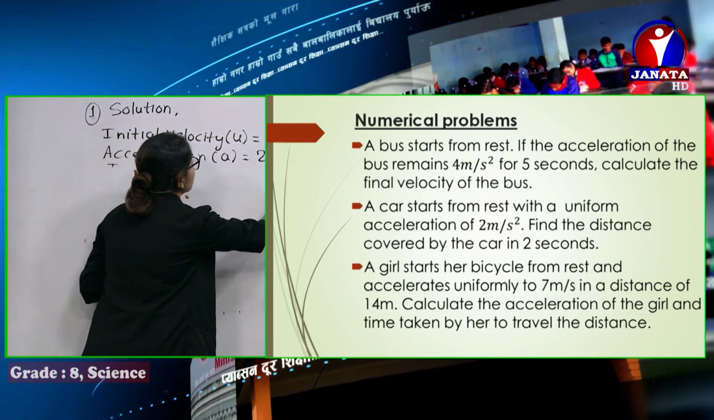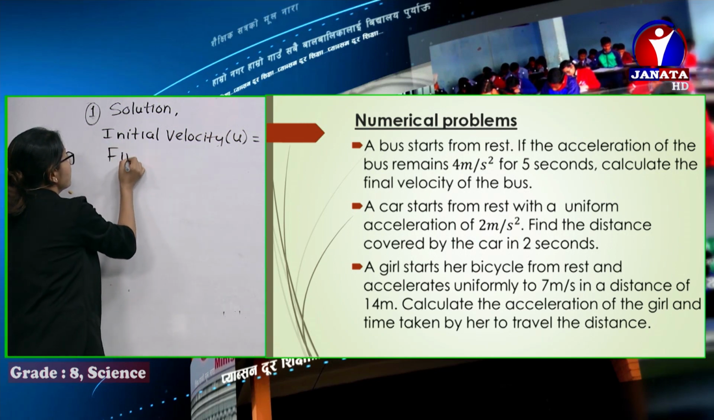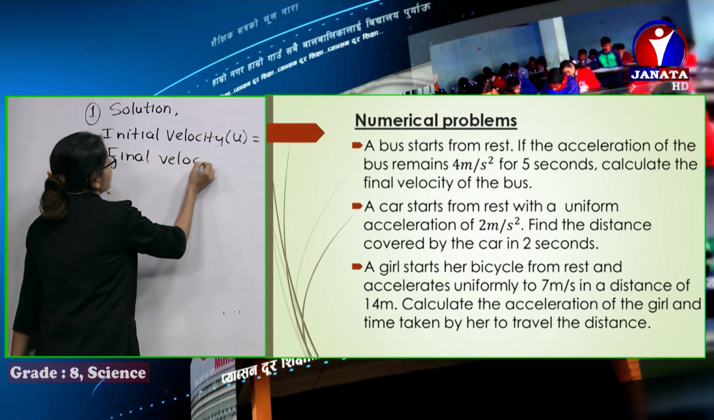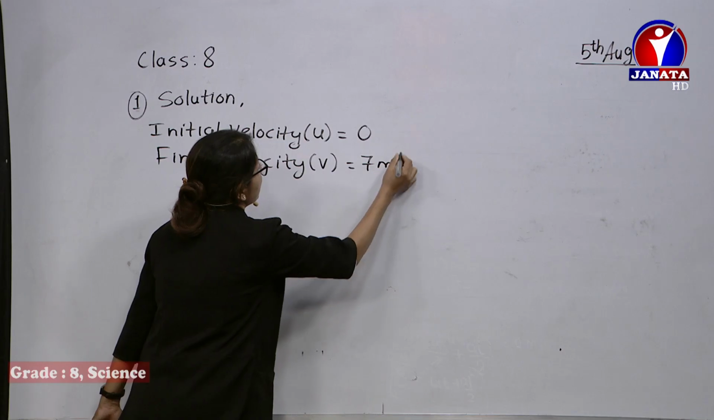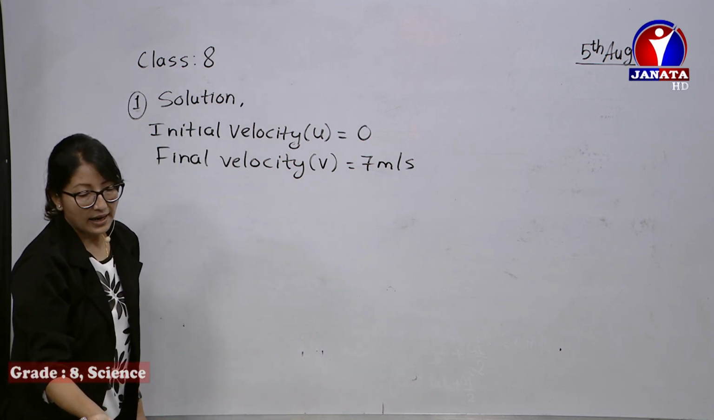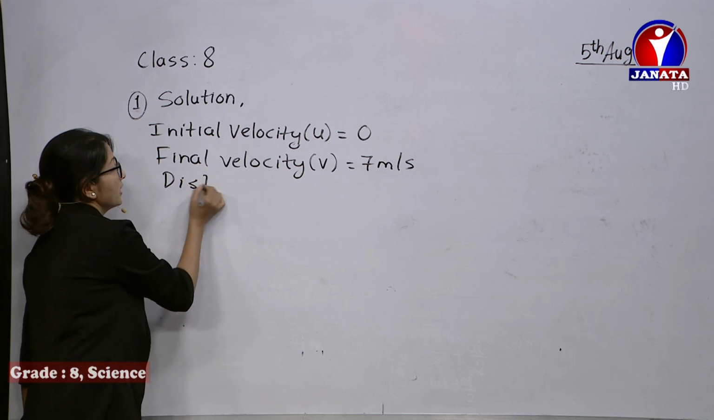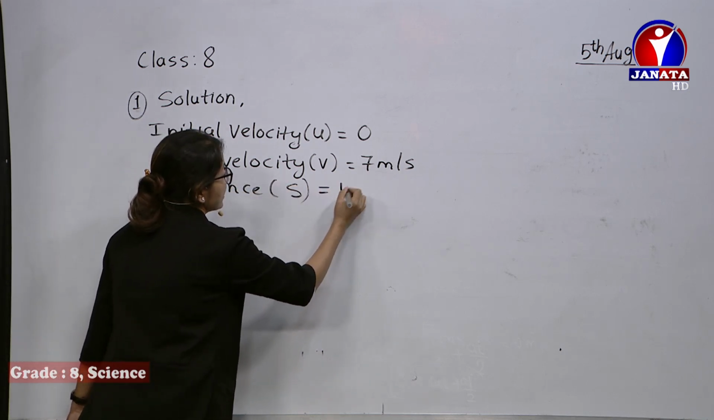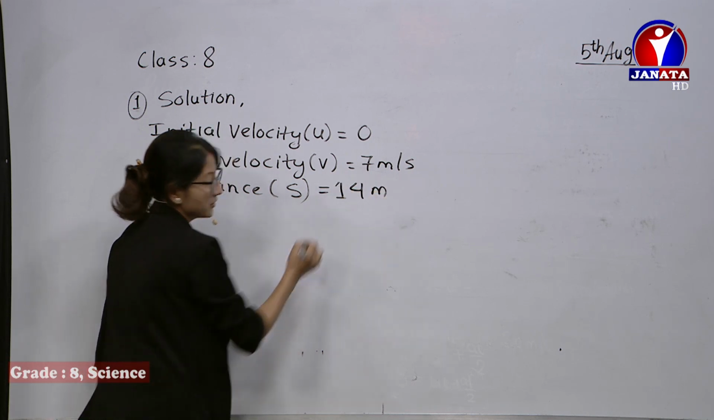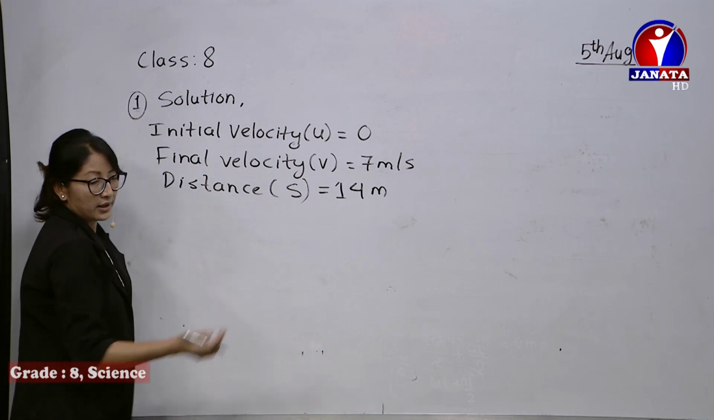So final velocity V is equal to 7 meter per second. You can see here in a distance of 14 meter. Distance is already given here. Distance S, distance traveled, covered, you can write, it's 14 meter. Distance traveled is 14 meter. Calculate the acceleration of the girl.